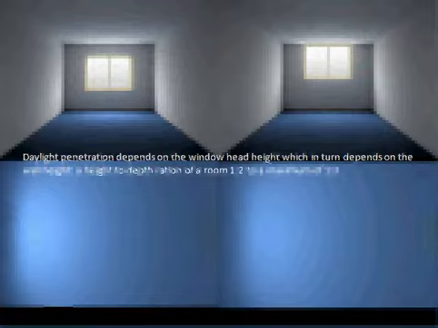Daylight penetration depends on how high the window is in the actual wall itself, not necessarily on the area of the window itself. So the higher the window, the better the actual daylight within. And height to depth ratio about 1.2, 1.3 is about what you'd expect in terms of light penetration.